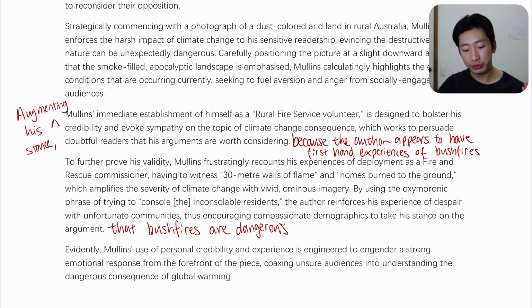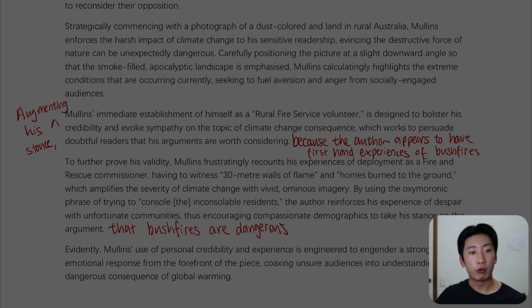And then finishing off with the link, evidently, Mullen's use of personal credibility and experience is engineered to engender a strong emotional response from the forefront of the piece, coaxing unsure audiences into understanding the dangerous consequence of global warming. So really great there. It ties together the argument, audience, and purpose very nicely. So overall, great paragraph here.